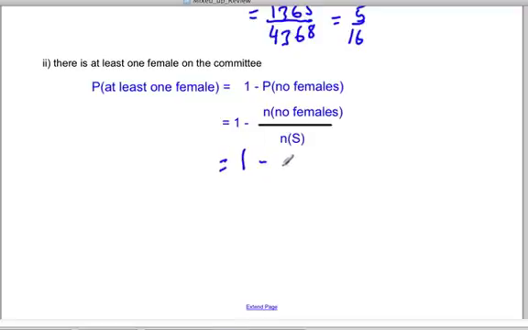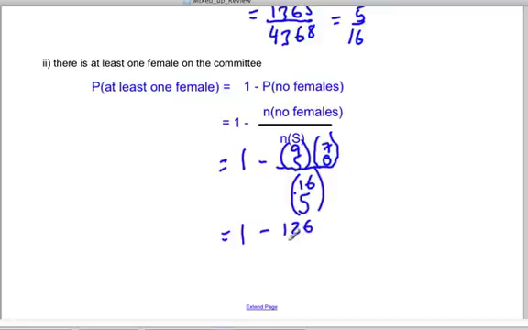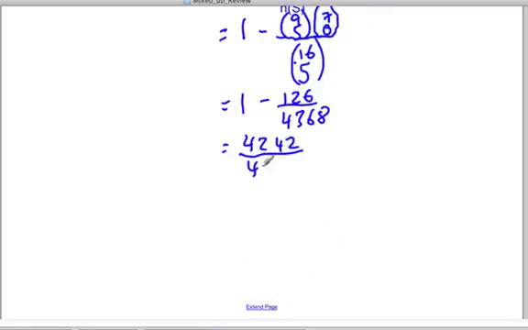And so this is equal to 1 minus, and the number of ways we could have no females on the committee would be, we would have 9 males and we would choose 5 of the 9. And then we would have none of the 7, so that'd be the combination of 7 choose 0. And this would all be over 16 choose 5. And so this is 1 minus, and the number of ways we could have no females on the committee was 126 from above, divided by 4,368. And this becomes 4,242 divided by 4,368, which is then 101 over 104.